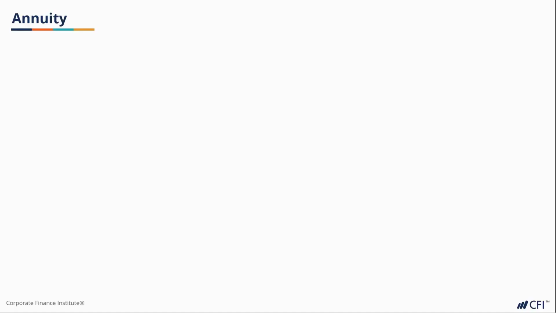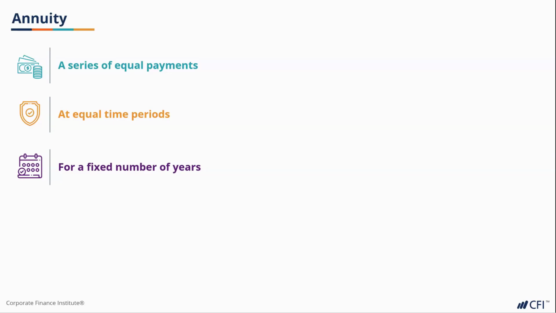The next topic that we will cover is annuities. An annuity is a fixed amount of money paid or received at equal time periods for a fixed number of years. Usually, one would see an annuity as a retirement planning tool to provide a fixed cash flow for pensioners or retirees, but we are going to focus on annuity factors.